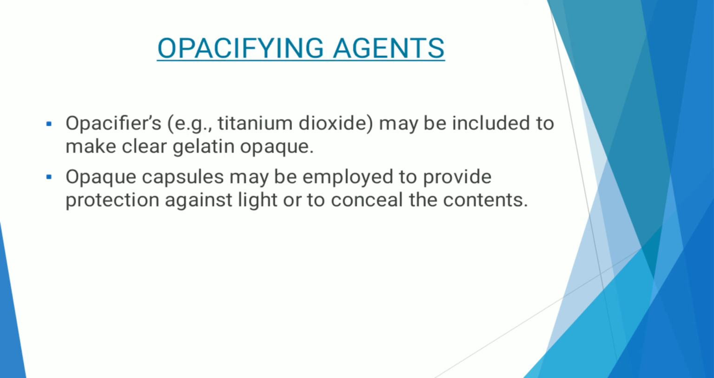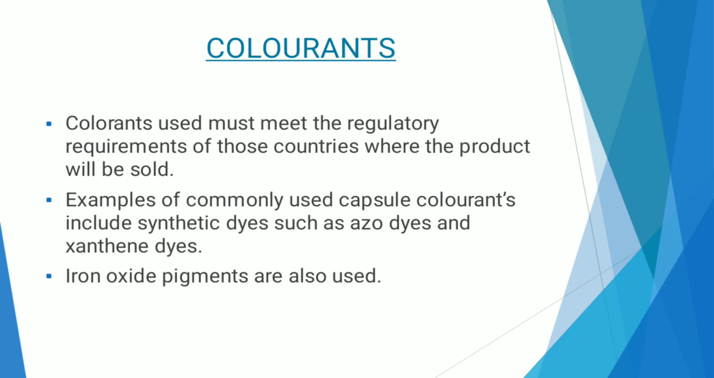Then coming to the next one, that is opacifying agents. So opacifiers like titanium dioxide may be included to make a clear gelatin opaque. Then opaque capsules may also be employed in order to provide protection against light or to conceal the contents that have been stored therein. Then coming to the next one, that is colorants. Colorants used must meet the regulatory requirements for those countries where the product will be sold. Examples of commonly used capsule colorants include synthetic dyes such as azo dyes and xanthene dyes. Also, iron oxide pigments are used.